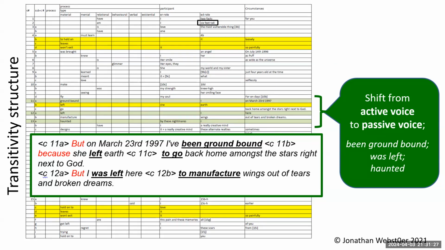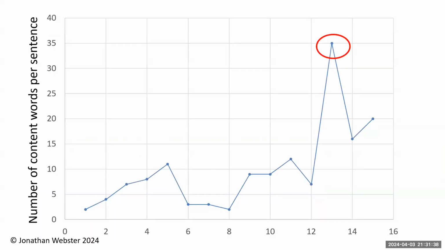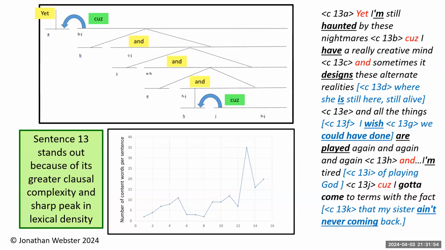He's been ground bound because she left to go back home amongst the stars. I was left. He was left. All of this is in passive voice. One thing we noticed in that text was the number of content words in each sentence. And it highlights that point where he's really talking about his emotions, about his sister's passing. And he switches from being just about parataxis to that we begin to see the hypotaxis.